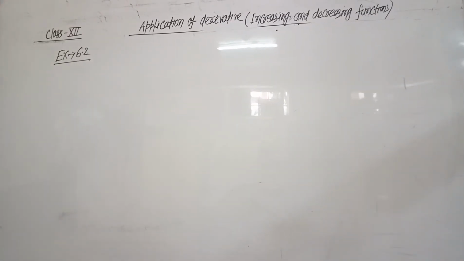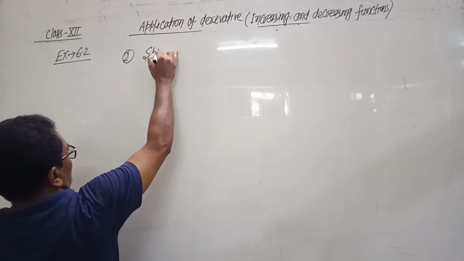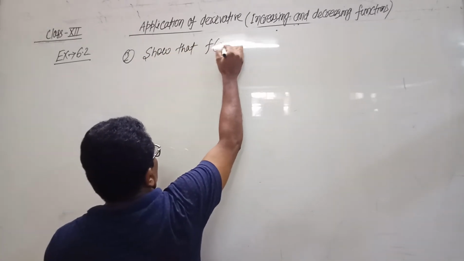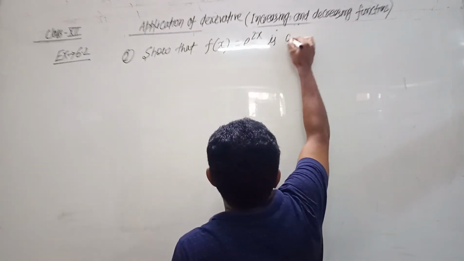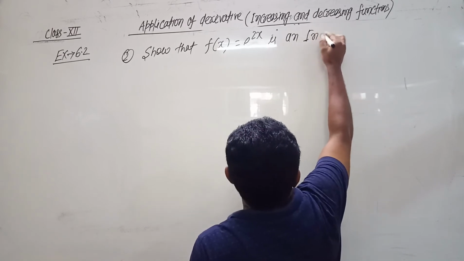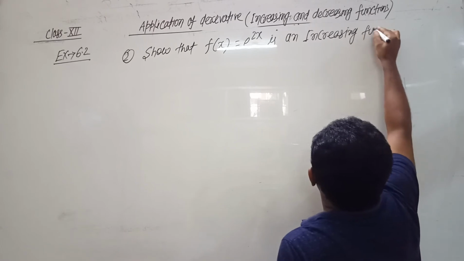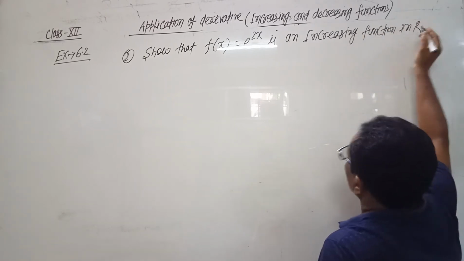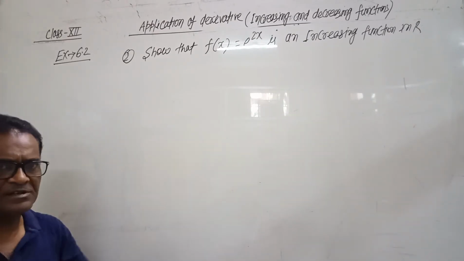Second question: show that the function f(x) equals e raised to the power 2x is an increasing function in R. We will solve this question by the first derivative method.